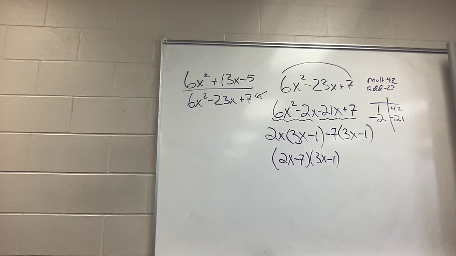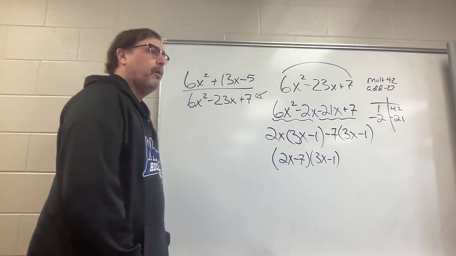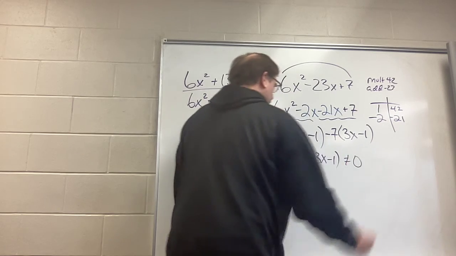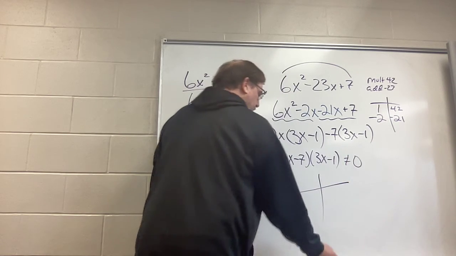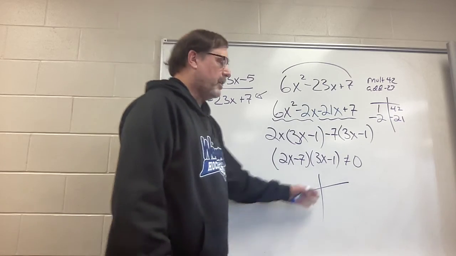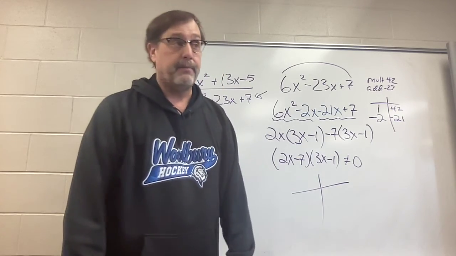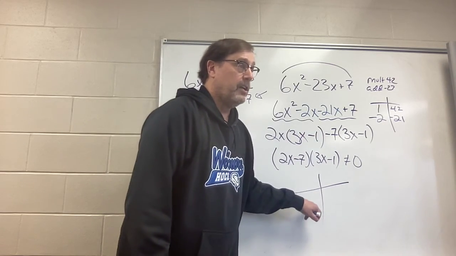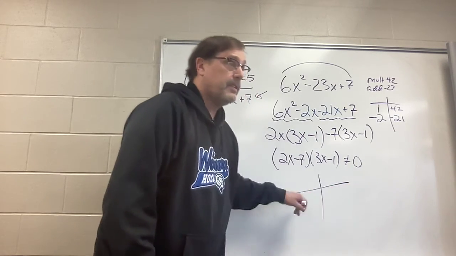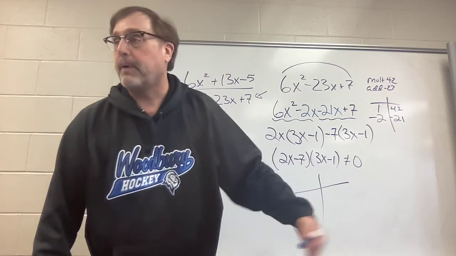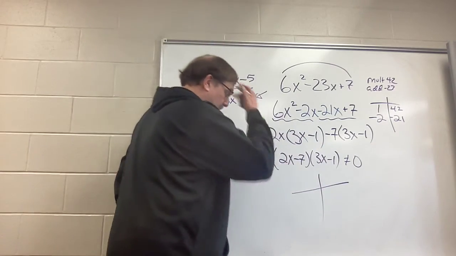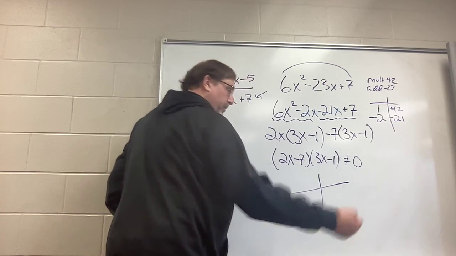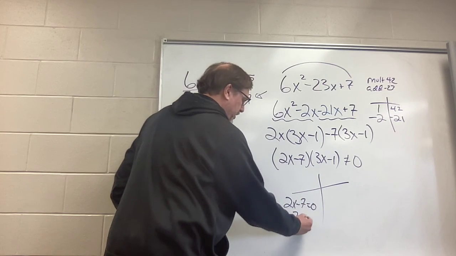Okay, once you've factored, what we have to do is make sure it's not equal to 0. If you came from other teachers, they called it the zero product property. We call it the big T, because it looks like a big T. And we write 2x minus 7 equals 0. You can't see if you're in the back, just watch the video later.